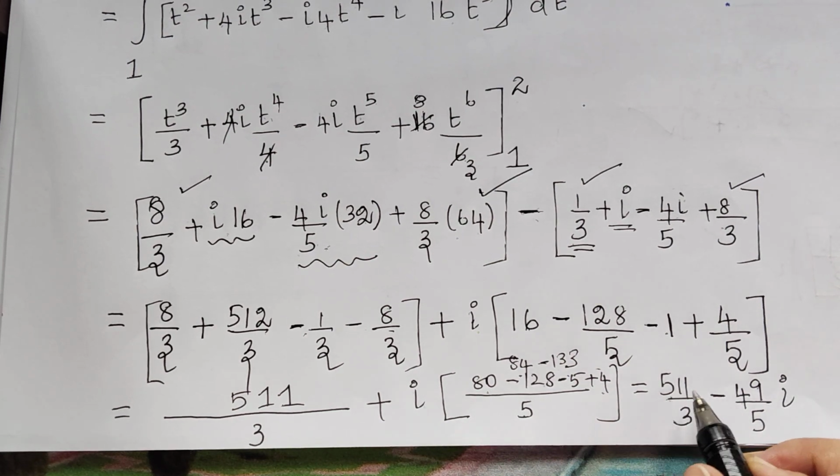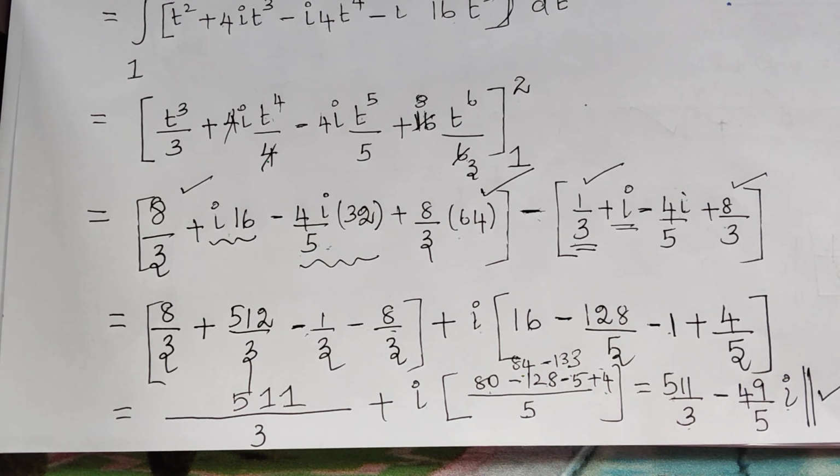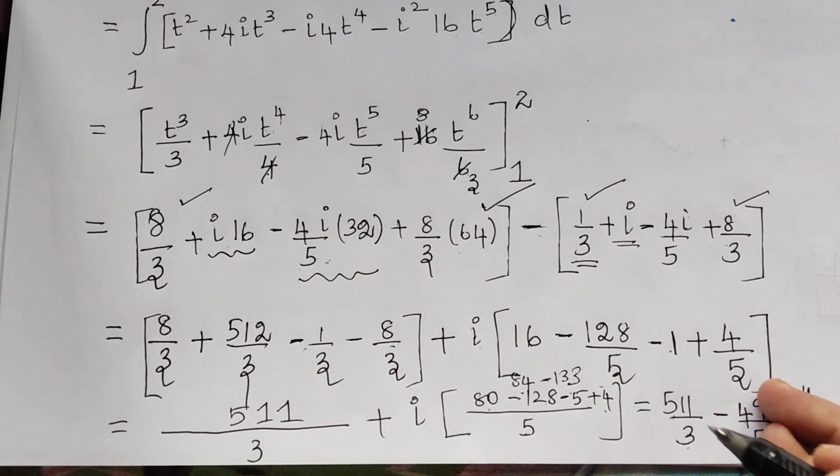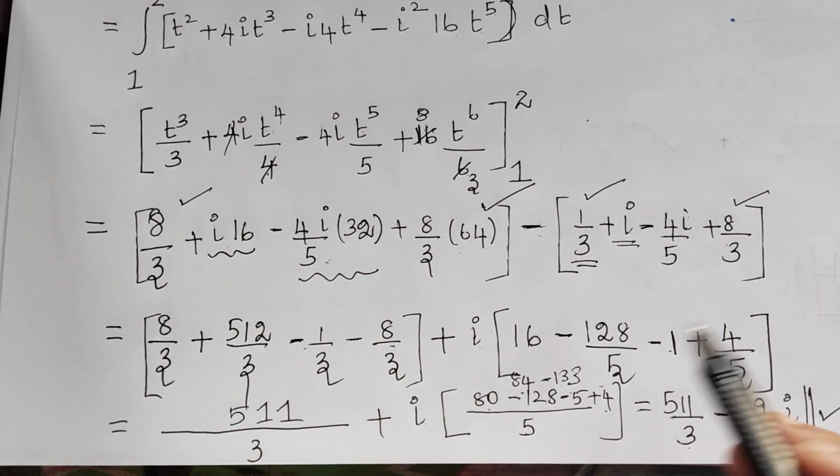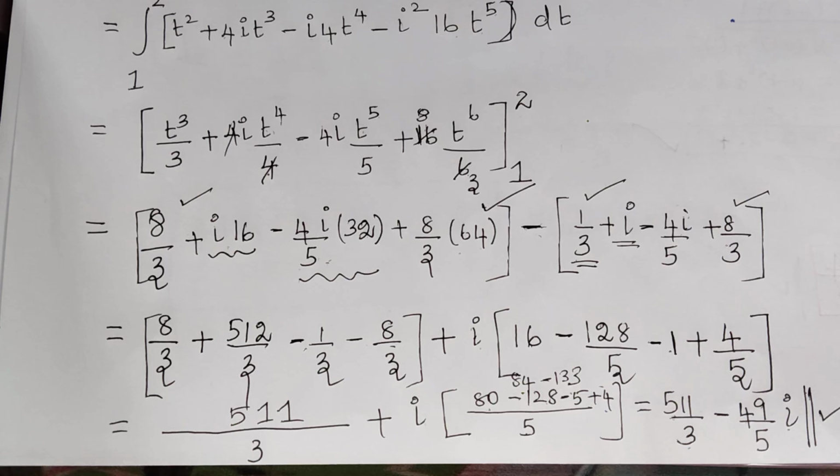So we get 511 divided by 3 minus 49 by 5i as the value of the integral that is given. Kindly check the calculations for your confirmation. So I hope you would have understood this problem. This is a very significant problem from the examination point of view.